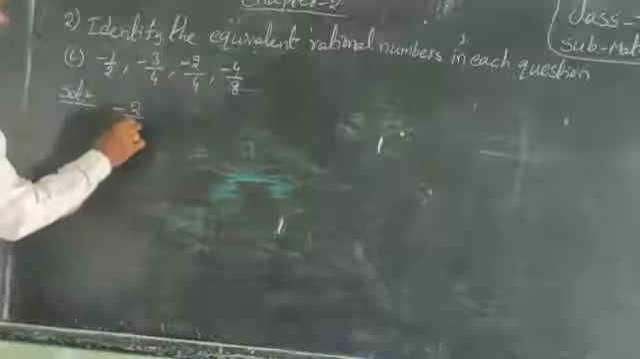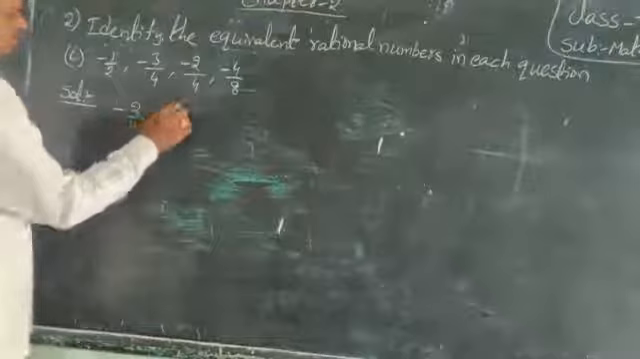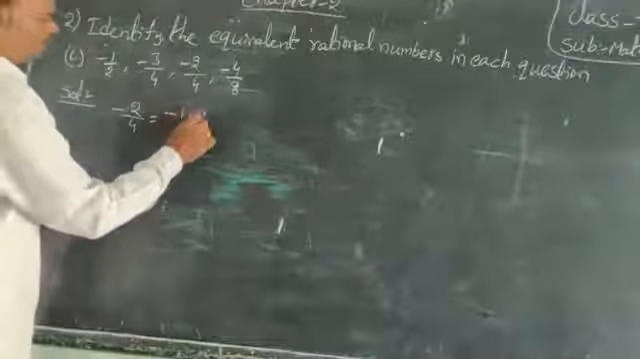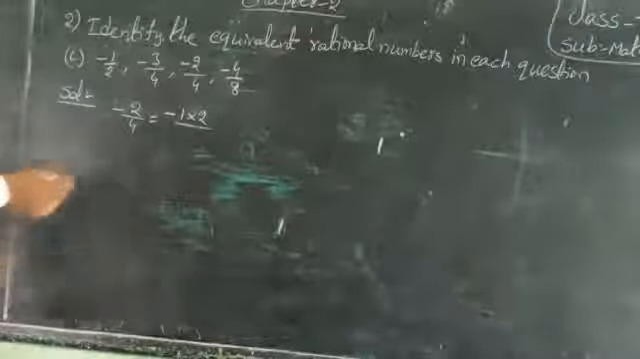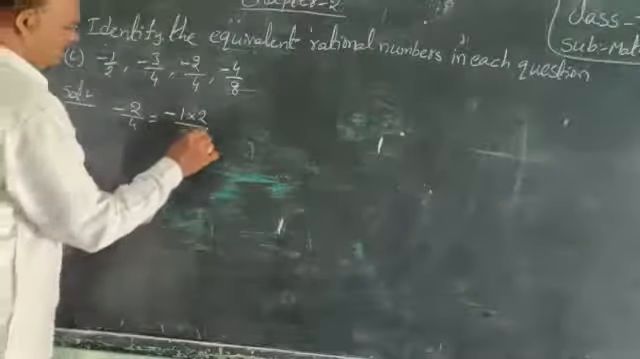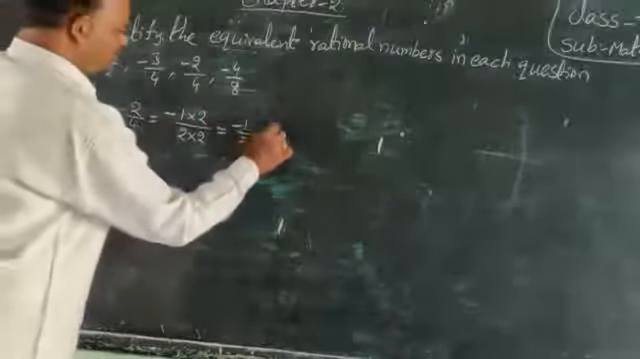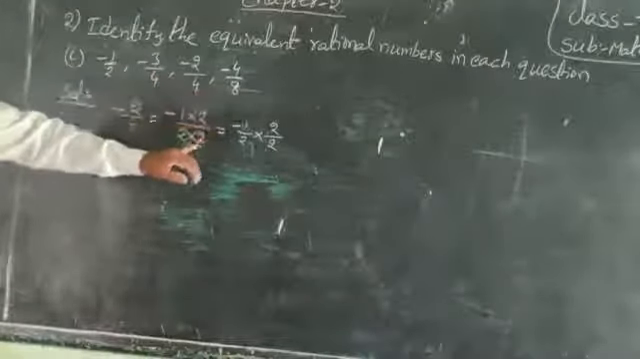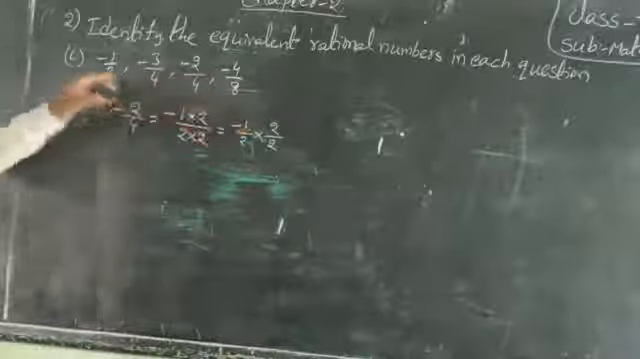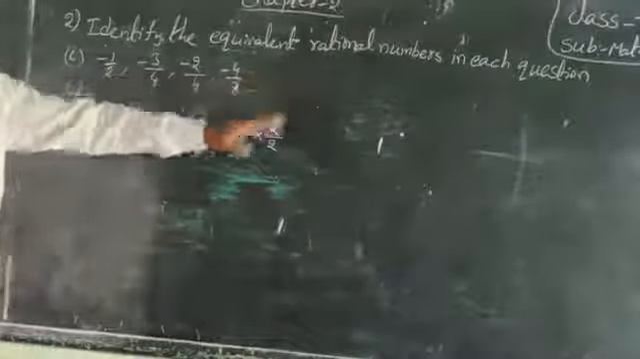Minus 2 by 4 is equal to minus 1 into 2 by 2 into 2, that is equal to minus 1 by 2 into 2 by 2. Minus 1 by 2 is the first value, and minus 1 by 2 into 2 by 2 is the second value. So these are equivalent. Multiply and divide the same value.